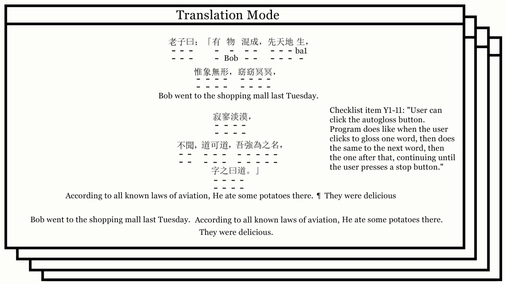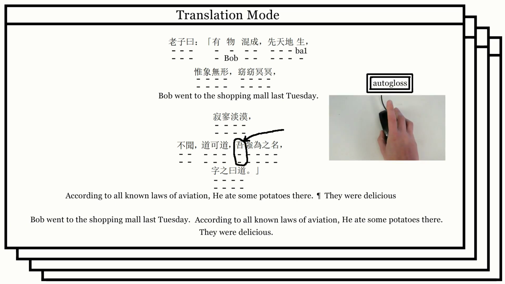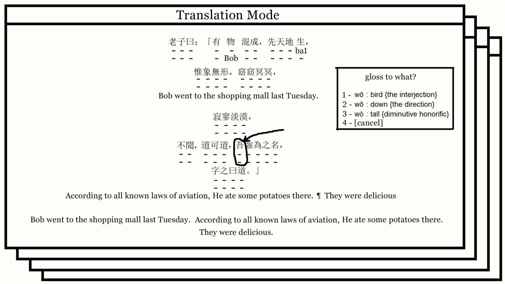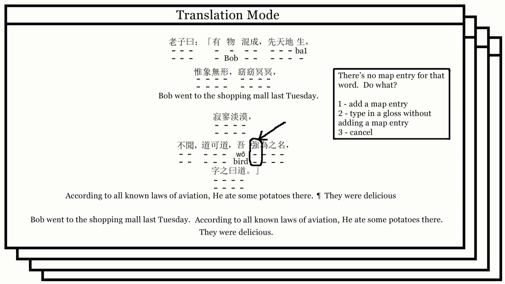Program does like when the user clicks to gloss one word, then does the same to the next word, then the one after that, and continuing until the user presses a stop button. For example, say we select this word and then hit autogloss, and suppose there's an entry with multiple options for this word in the map. Then it asks which one we want to use, then we choose one, and then it goes on to the next word. And let's say the map has no entry for it, and we choose option 1, which is to add an entry to the map.